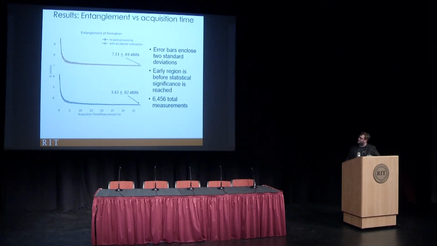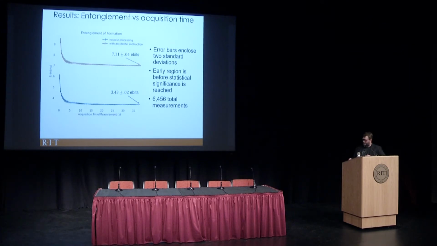Okay, so how many ebits did we certify? You can see that here. The x-axis here is just as we run the experiment longer. Early on in the experiment, you just haven't counted enough coincidences to have statistical significance, but it levels off. So we did 2 situations. With accidental subtraction or background subtraction, we were able to certify, or quantify I guess, since it probably shouldn't be called certification if we subtracted accidentals, 7 ebits, which we believe is the record right now. And also, without any background subtraction at all, we certified 3.4 ebits.